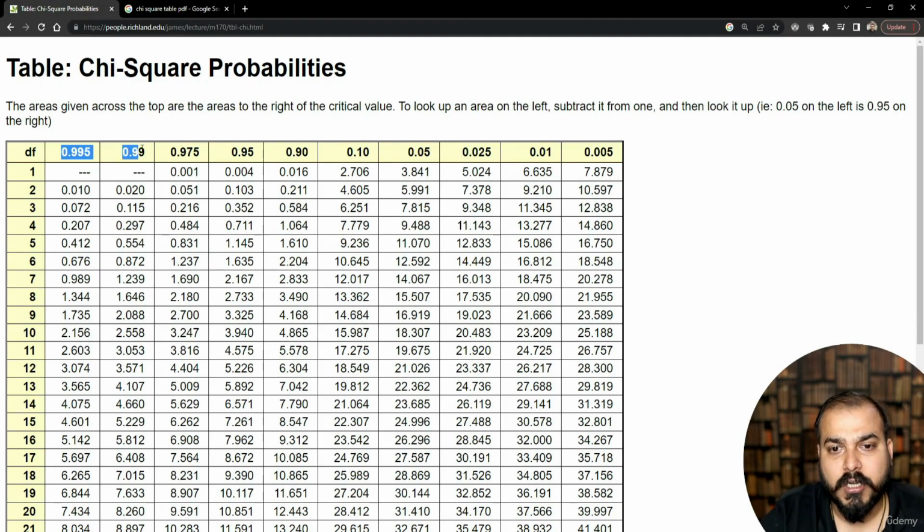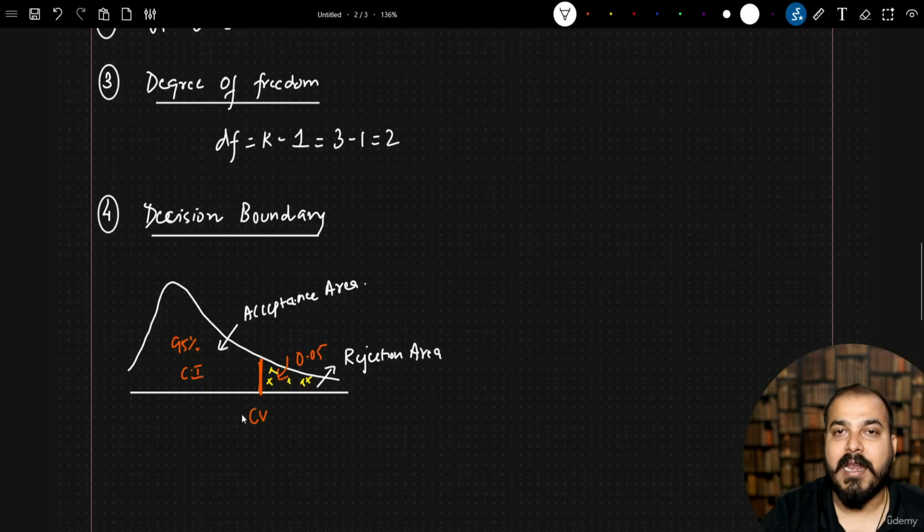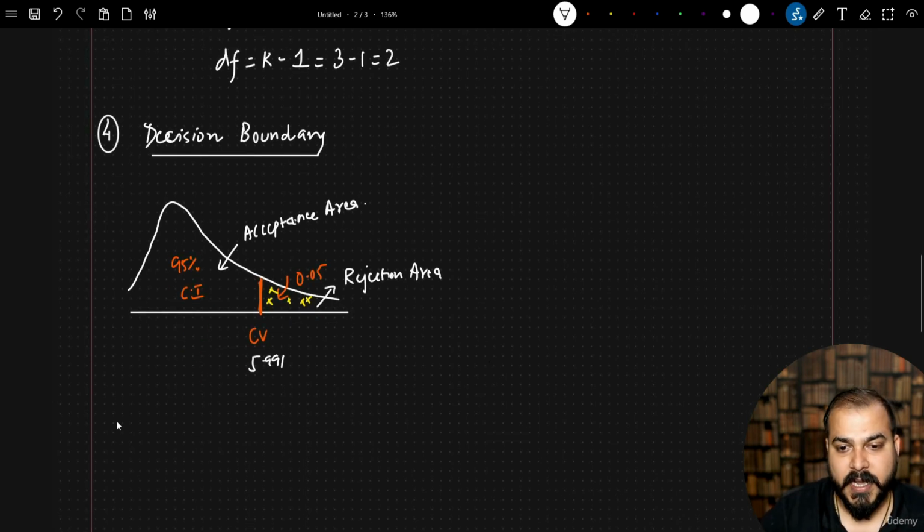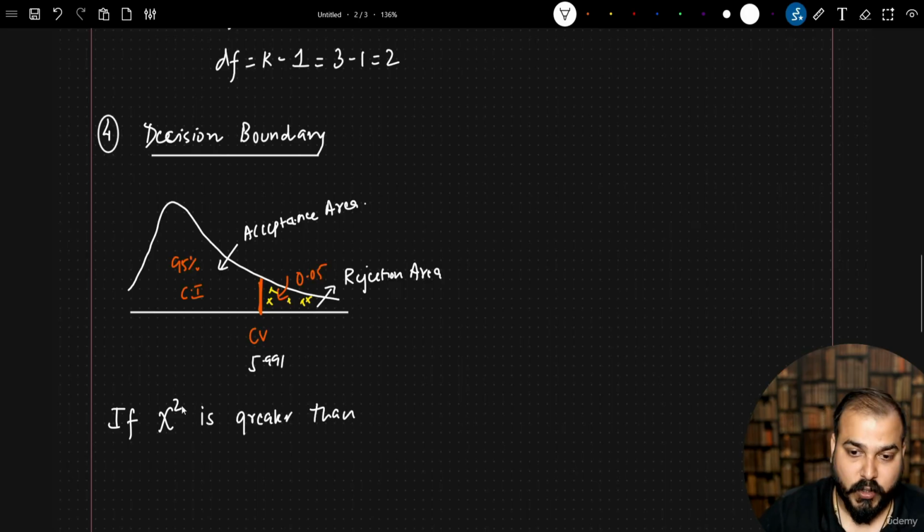Now here you can see on the top, you have the significance level value. Right now my significance is 0.05. My degree of freedom over here is 2. So based on this, I'm going to get 5.991, right? So over here, my critical value is nothing but 5.991.